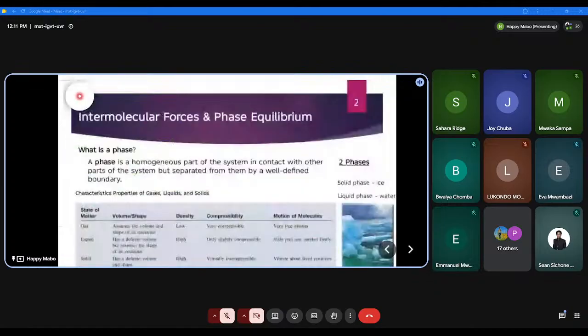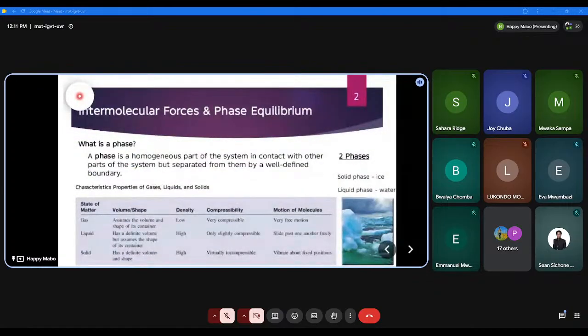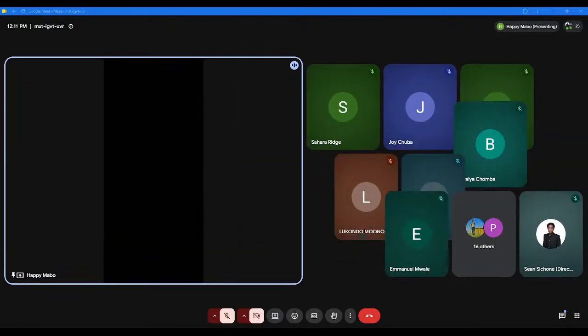So to get us started, we would like to establish what a phase is, intermolecular forces and phase equilibrium. We see that the term equilibrium keeps popping up every time we have something that needs looking at. So what is a phase? A phase can be referred to as a homogeneous part of the system in contact with other parts of the system, but separated from them by a well-defined boundary. That is how we can define a phase.